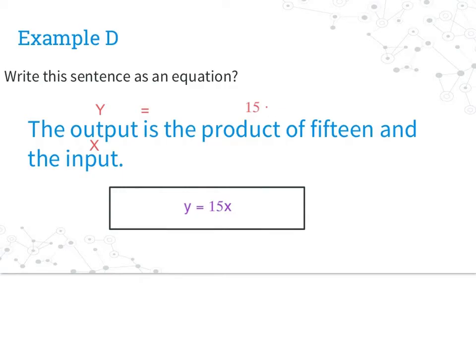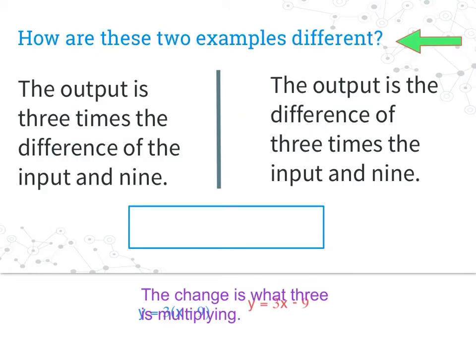Let's take a look at the next thing. Now, this is the trickiest part about translating. So if you don't understand this slide, it might be a good idea to watch this part more than once. It asks, how are these two examples different? The first example says the output is 3 times the difference of the input and 9. The second choice says the output is the difference of 3 times the input and 9. They sound very similar. However, they are very, very different.